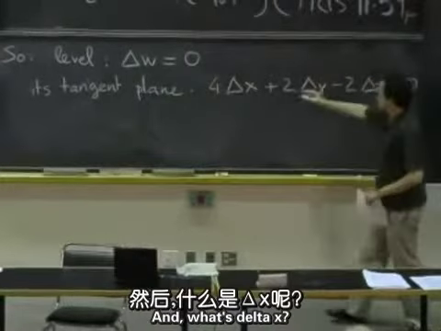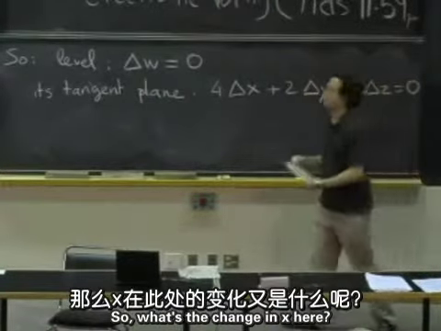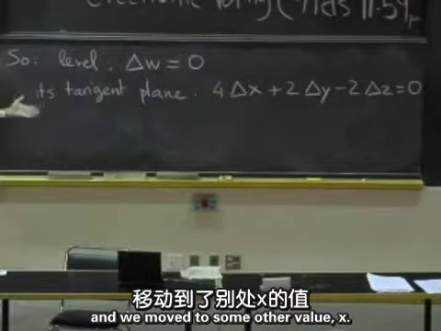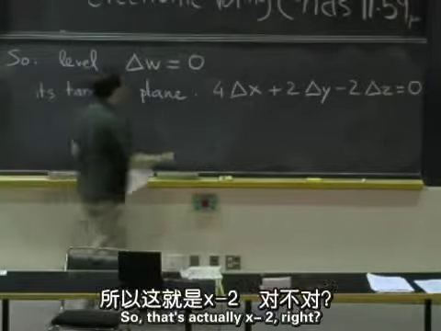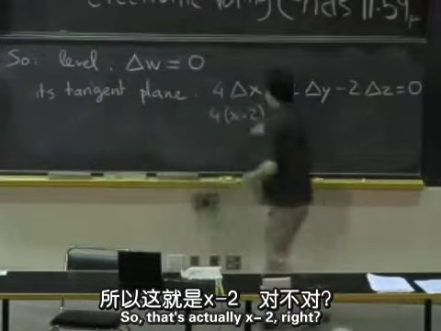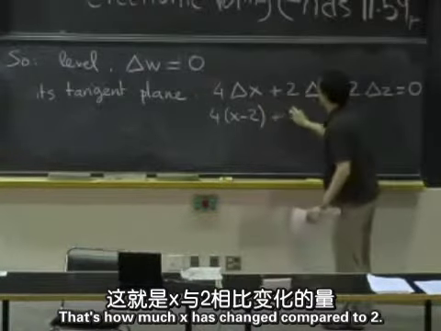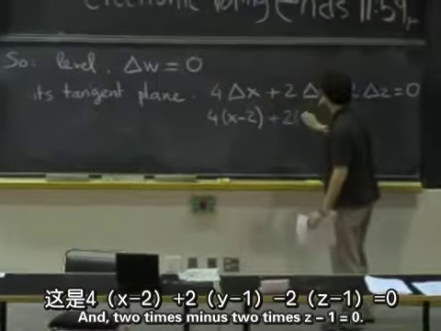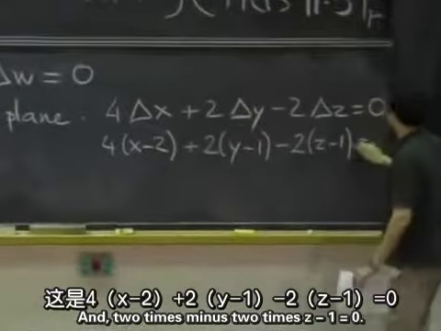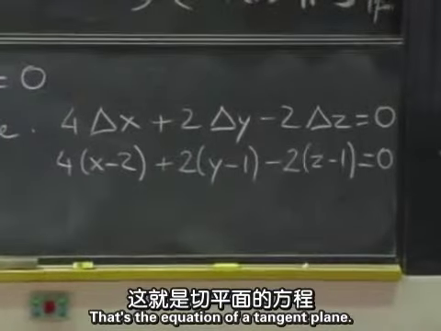And what's delta x? Well, that means it's the change in x. So what's the change in x here? Well, we started with x equals 2, and we moved to some other value x. So that's actually x minus 2. Right? That's how much x has changed compared to 2. And 2 times y minus 1 minus 2 times z minus 1 equals 0. That's the equation of the tangent plane.